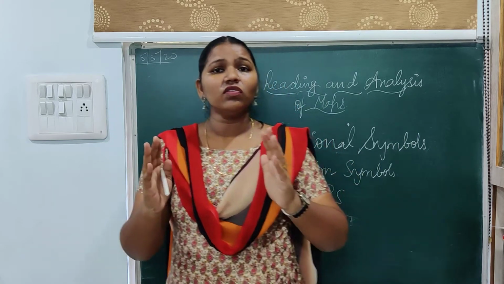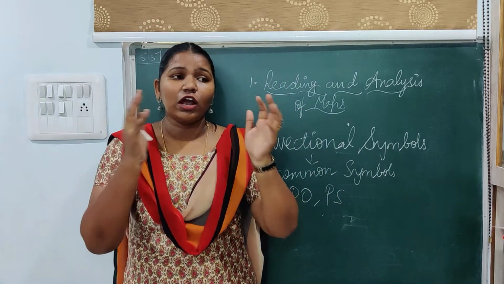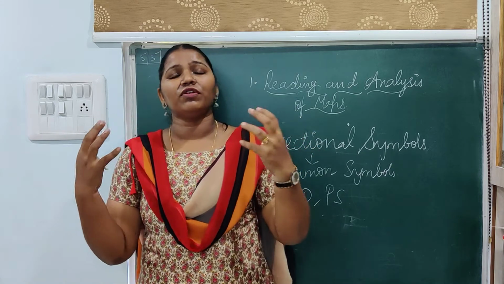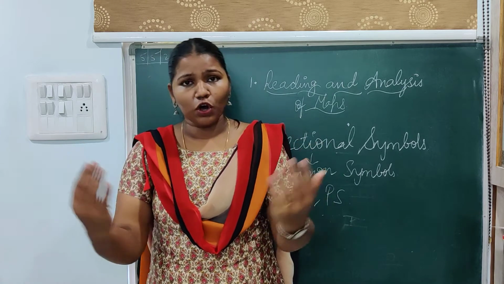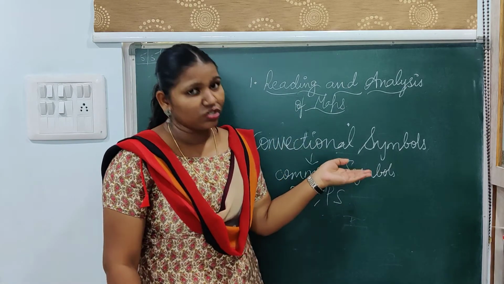Okay, and how can we read the map? By using different symbols. According to particular regions, we have different symbols, and the symbols which are commonly used throughout the world are called conventional symbols.